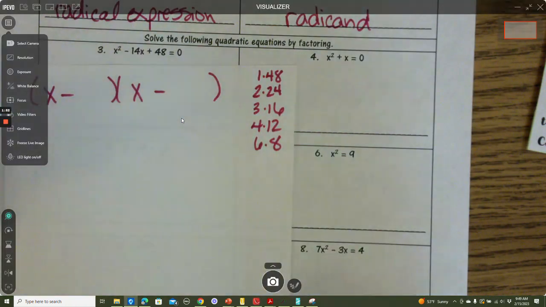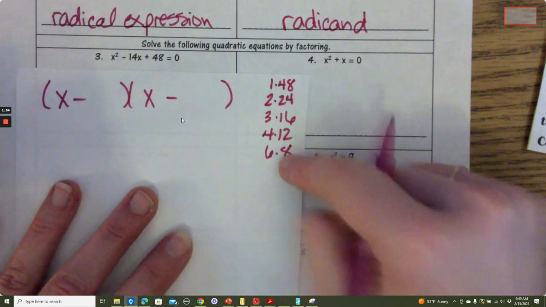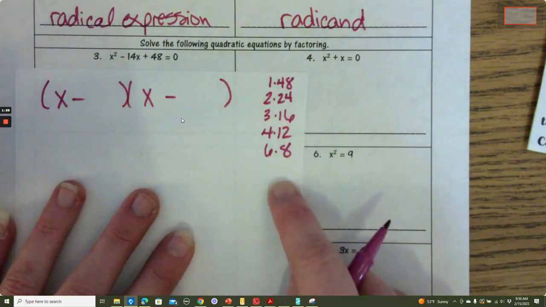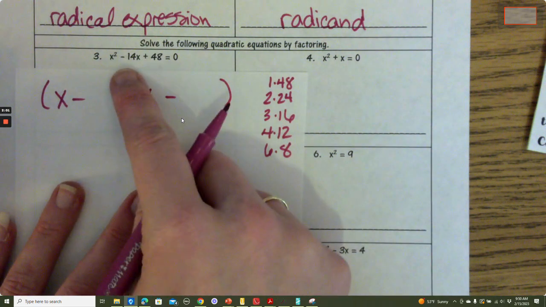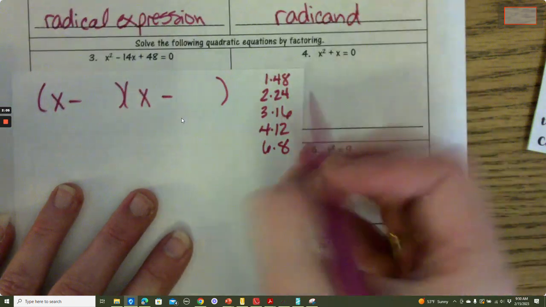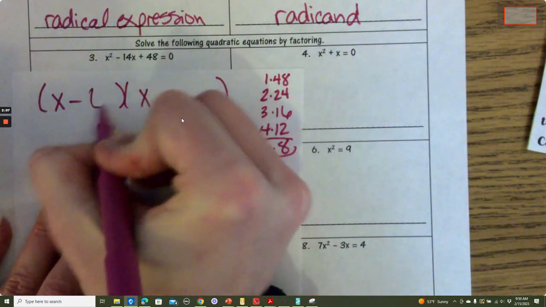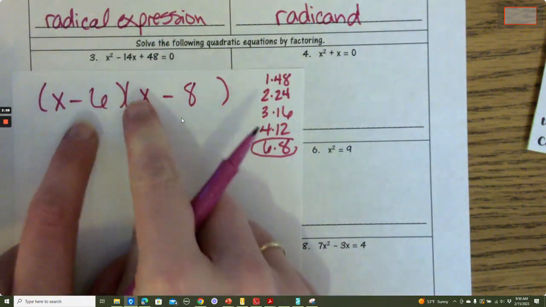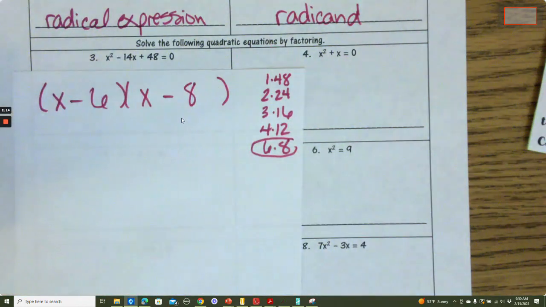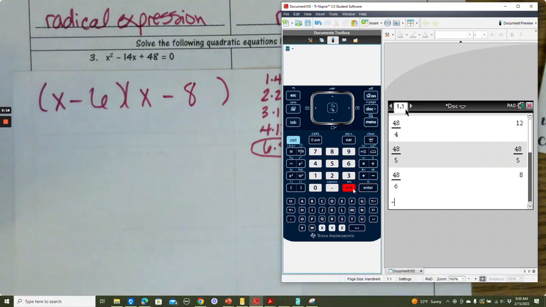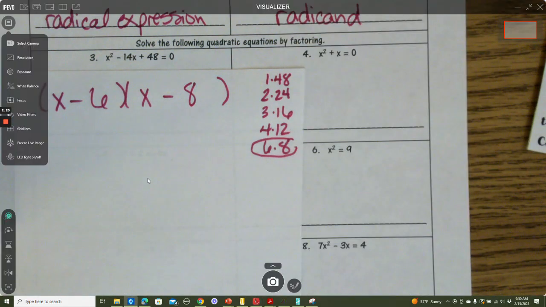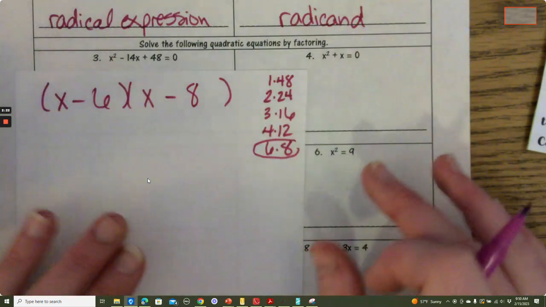All right, so I need to pick the pair over here that are going to add or subtract to make 14. So which set is going to add or subtract to make 14? 6 and 8. And then remember, always check. Negative 6 plus negative 8 has got to equal negative 14. Negative 6 plus negative 8 is negative 14. So those are my factors.